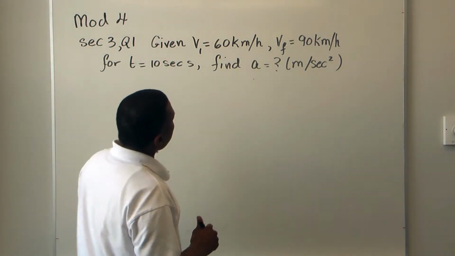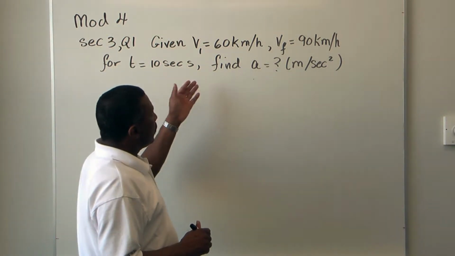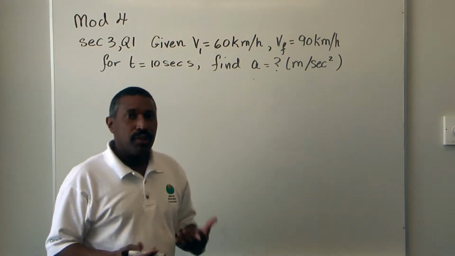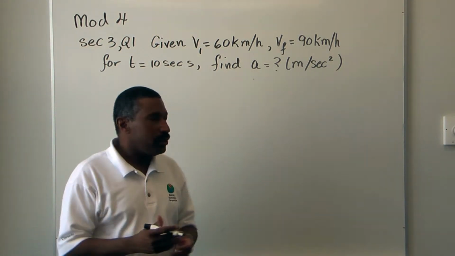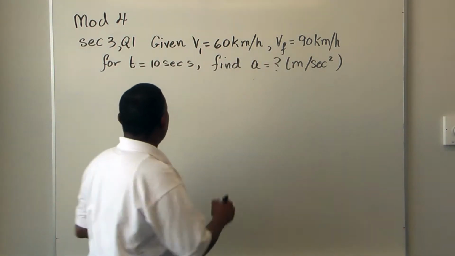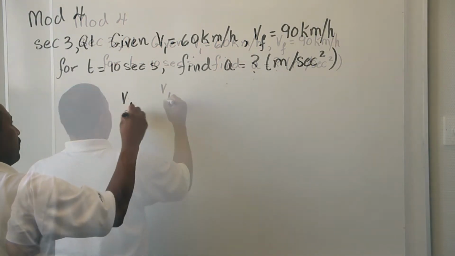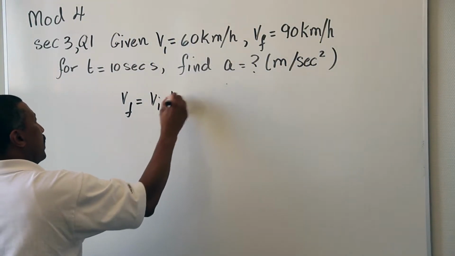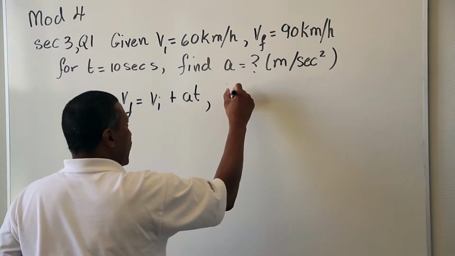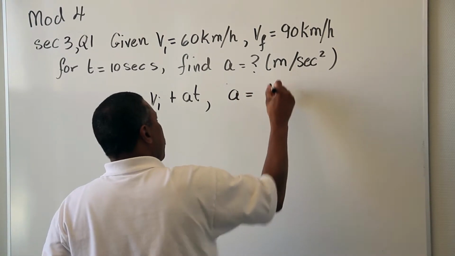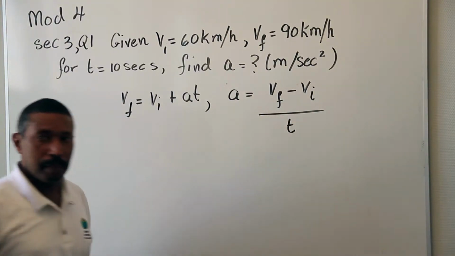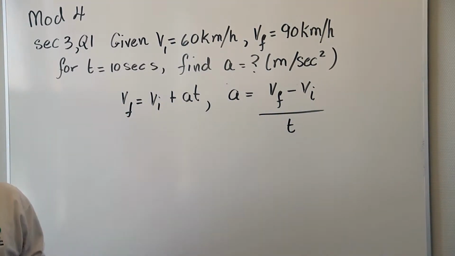What I was saying is that you cannot use vf squared equals vi squared plus 2as. You just don't have enough information. So like a puzzle, you must find the expression that involves this information, and that expression is vf equals vi plus at. Now you can rearrange this directly and show that a is equal to vf minus vi divided by time. You just subtract and then divide. So how do we solve?